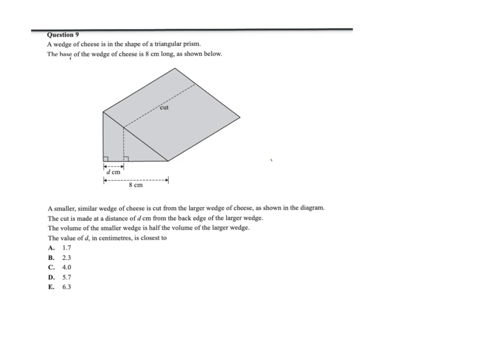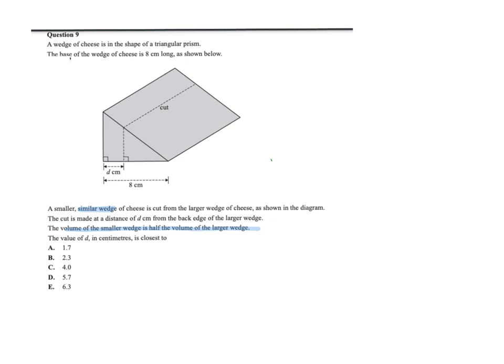A similar wedge of cheese is cut from the larger wedge of cheese as shown in the diagram. The cut is made at a distance of d from the back edge of the large wedge. The volume of the small wedge is half the volume of the large wedge. Now find the value of d in centimeters.